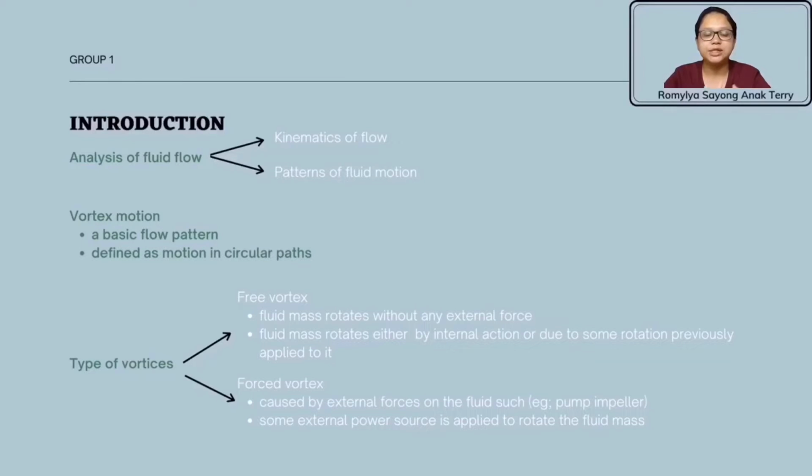The first one is the free vortex. A free vortex only occurs when the fluid mass rotates without any external force, and the fluid mass rotates either by internal action or due to some rotation previously applied to it. Secondly, the forced vortex is caused by external forces on the fluid, such as a pump impeller. So some external power source is applied to rotate the fluid mass.